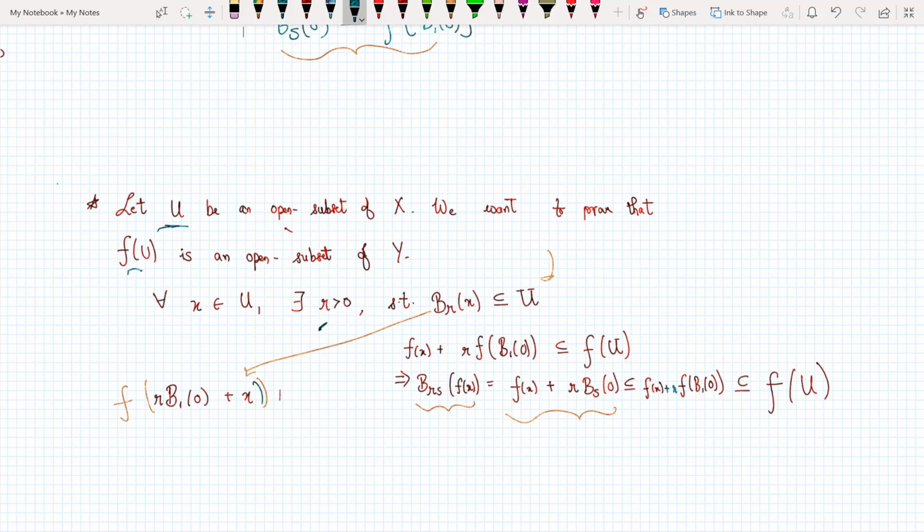But now I see that f(x) plus the ball of radius r_c is a subset of f(x) plus r. Rather than using b as 0, I use f(b) because of this relation here. But I know that now this is a subset of f(U). So I can draw a ball of radius r around my f(x), and thus it maps open sets in X to open sets in Y. And this finishes our proof.